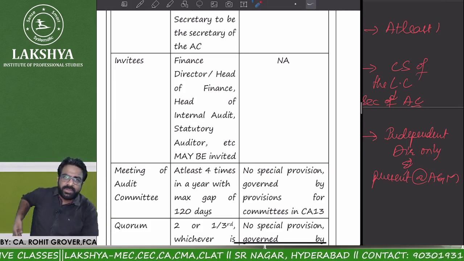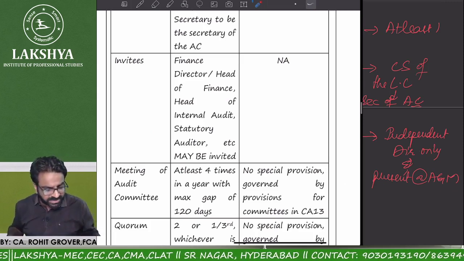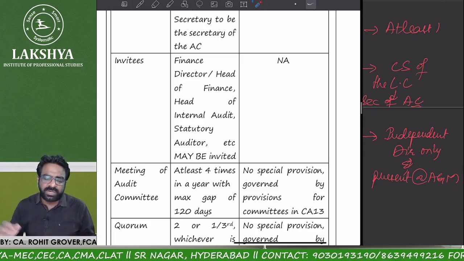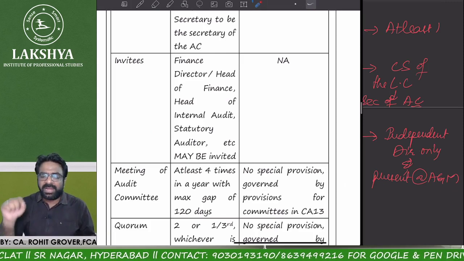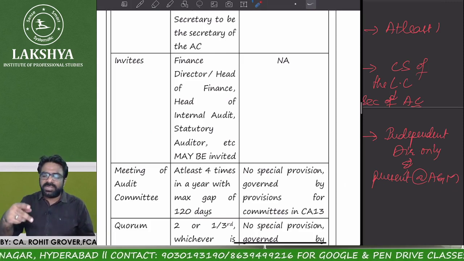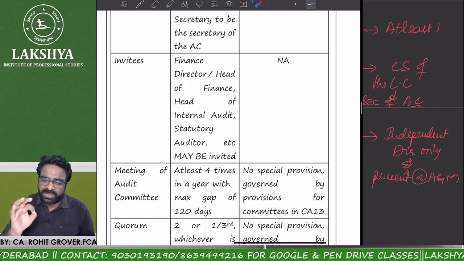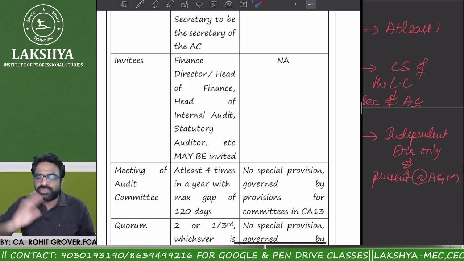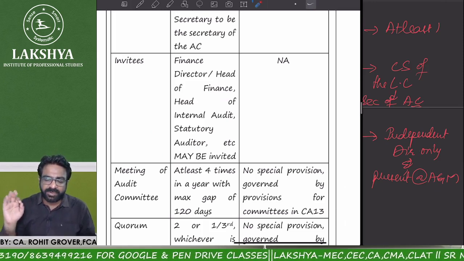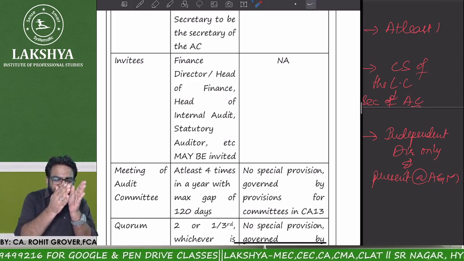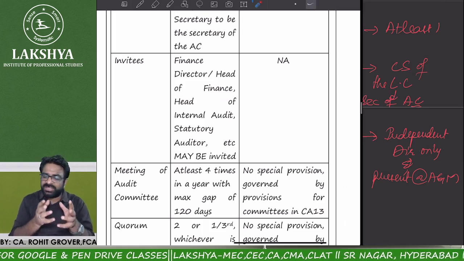Clear, everyone? So everyone just try to understand how many meetings they have to conduct. 4 audit committee meetings they have to conduct. Are you getting the point? And how much should be the gap between the 2 meetings? Maximum gap should be 120 days. But that provision is not there under the Companies Act.